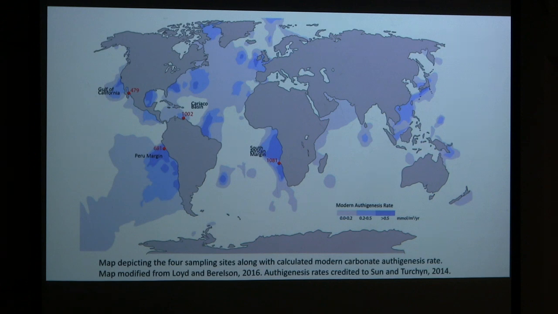These sites were chosen due to their high primary productivity. There's a lot of microbial processes occurring. Dolomites are known to be found here. And of course, these sediments are modern. They're still soft. These authigenesis rates were calculated using carbon flux and calcium flux into the sediments, and that was used to calculate this carbonate authigenesis rate.